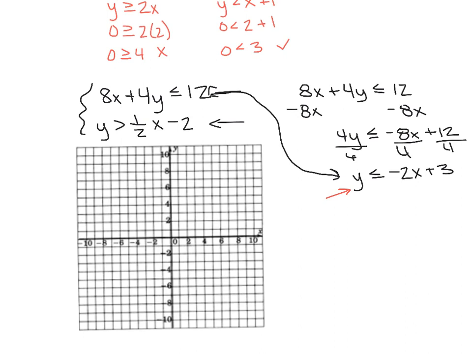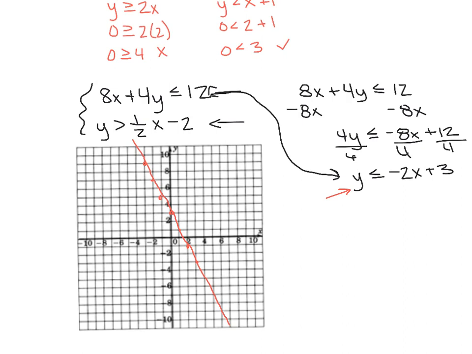We're going to mark plus 3 on the y-axis since that's the y-intercept. And then our slope is negative 2 over 1, so we go down 2 over 1, down 2 over 1, or we can go the opposite way and go up 2 over 1, up 2 over 1, and we need a solid line.